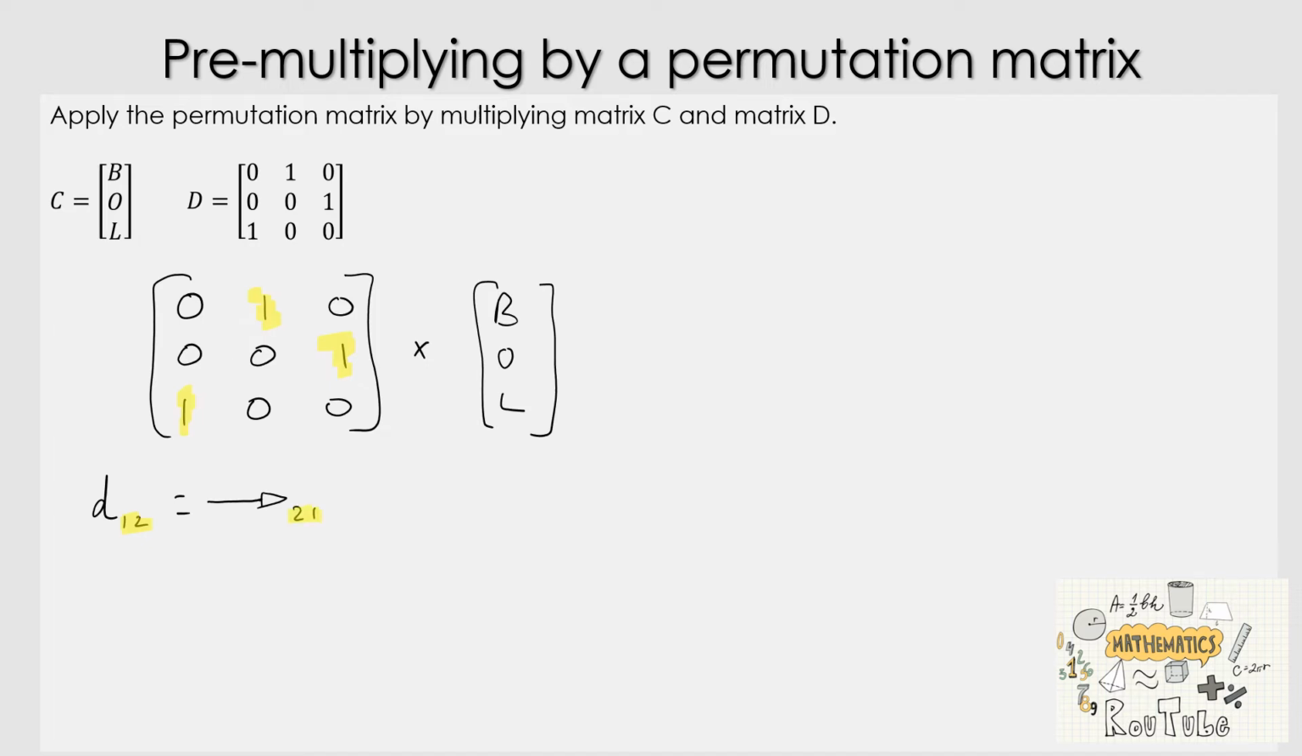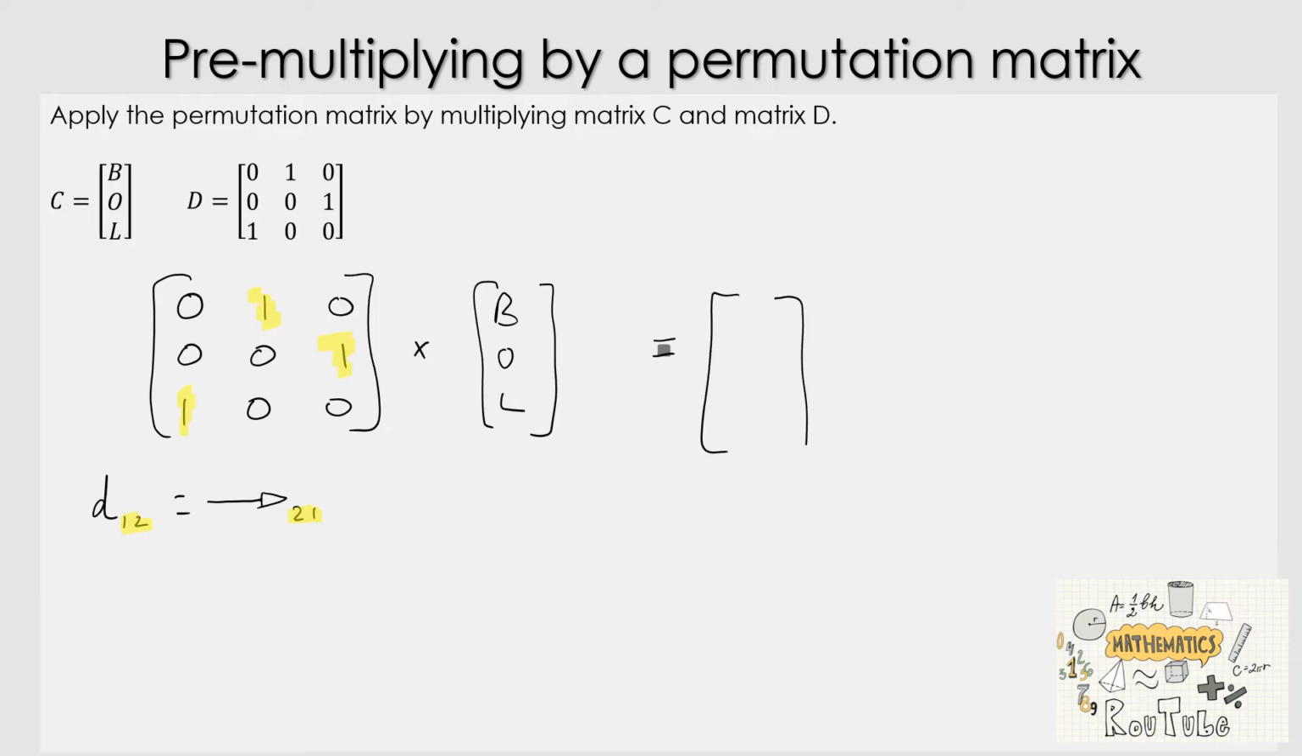And you might say, well, okay, that's fine. And what do I do with the 2, 1? Or is it 21? Or what do we do there? Okay, so what we do is, because it's 2, 1, we find what the second row was in matrix C, and we move that to the first position of the answer matrix.